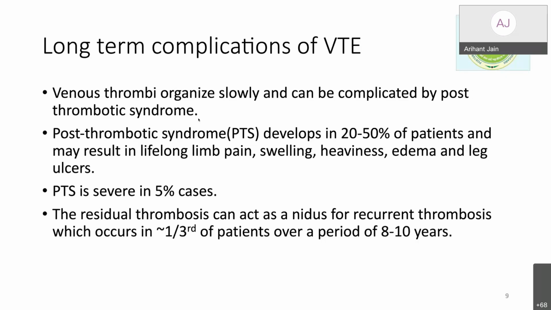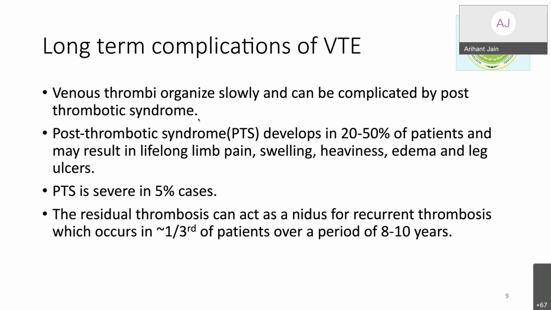Now, untreated DVT and PE can have certain long-term complications as well. So the two most important problems are, one is the post-thrombotic syndrome. So the PTS will develop in around 20 to 50%, which is like 1 in every 3 or 1 in every 2 patients, and those patients will have limb pain, swelling, heaviness, edema. Their quality of life is very bad, and up to 5% of these PTS are quite severe and physically debilitating. That is one problem, a long-term complication of an untreated VT.